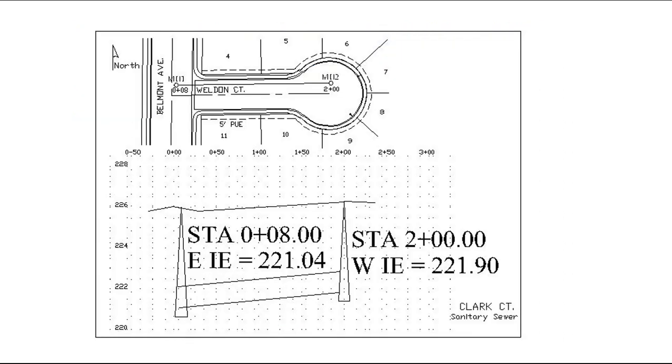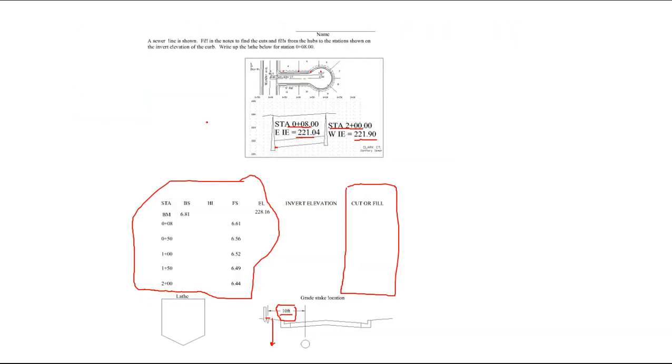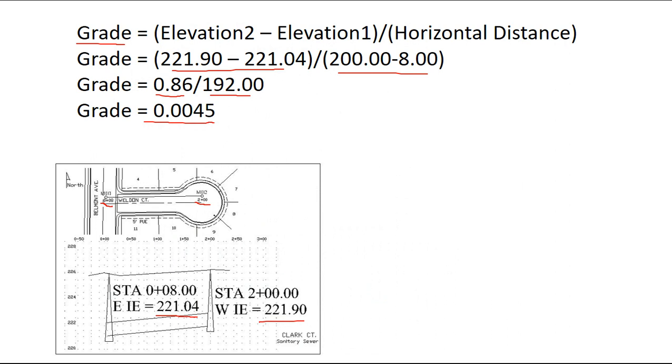All right, the next thing we want to do is determine the elevation of the pipe at the different locations where we have the hubs. We've got the hubs at 0 plus 08 and 2 plus 00, and we've got those elevations. That's our starting and ending elevations. So what we need to do is to find the elevation of these other stations, 0 plus 50, 1 plus 00, and 1 plus 50. So that's what we need to do.